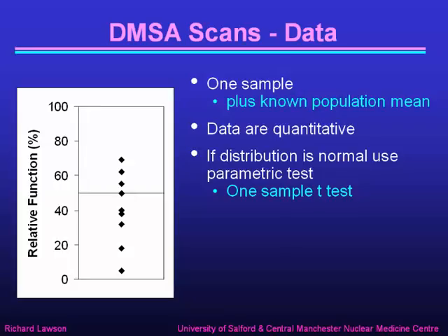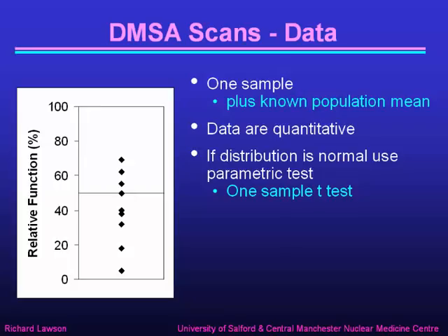That's the test that we talked about in the previous lecture, a parametric test for comparing a sample with a known population. So if we look at that and we think those are normally distributed, then we'd be quite happy to use the t-test.